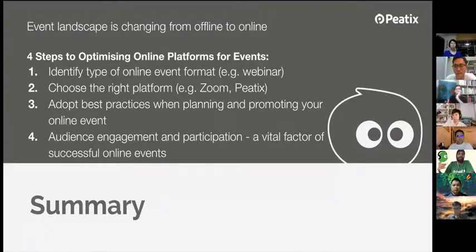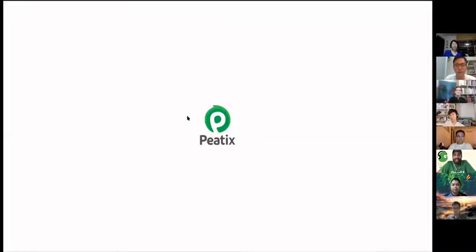To start running your online events, the 4 main points you need to take note of are to identify the type of event format, figure out what platforms are most suitable for you, identify the best practices that you can put into your planning, and figure out the different ways that you could engage with your audience and get them to be more participatory during your event. It's a vital factor for successful online events. So that's just the summary, and I'm done.